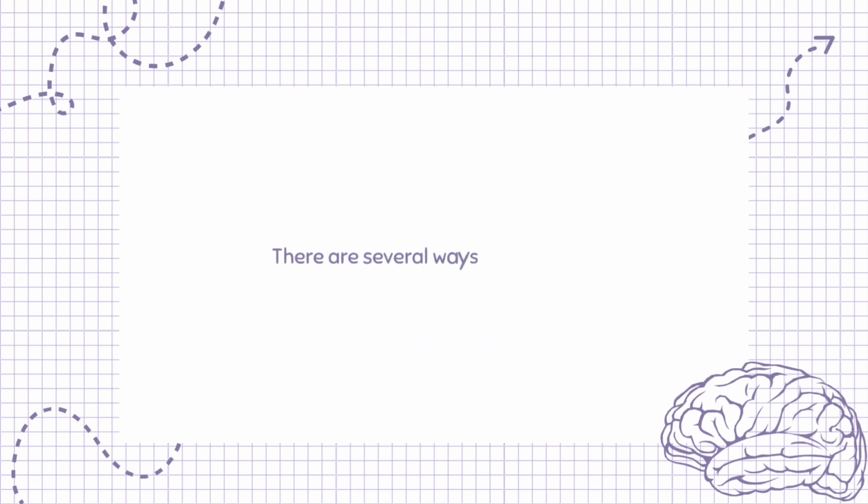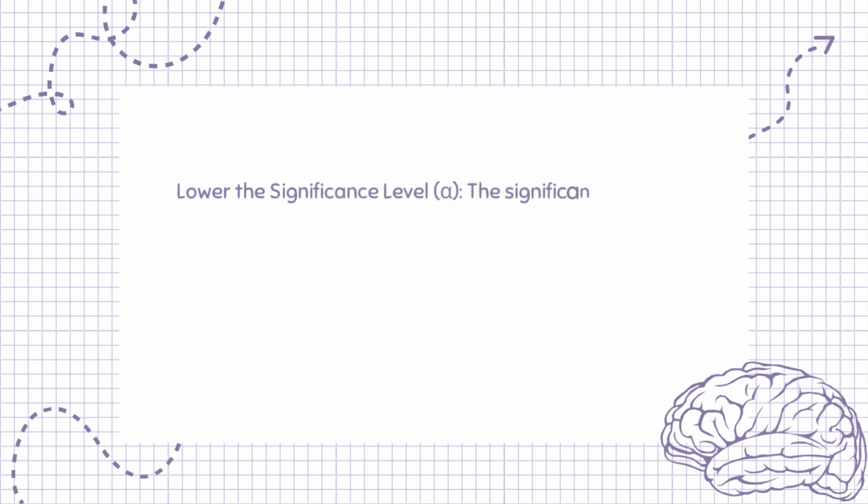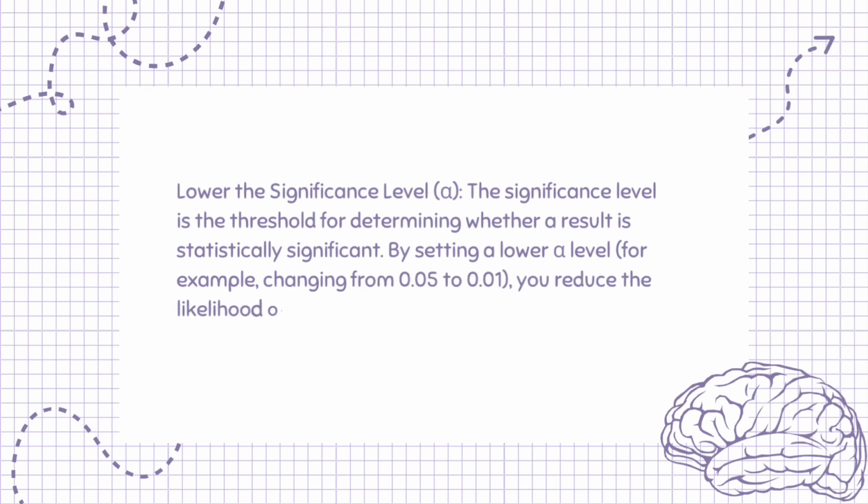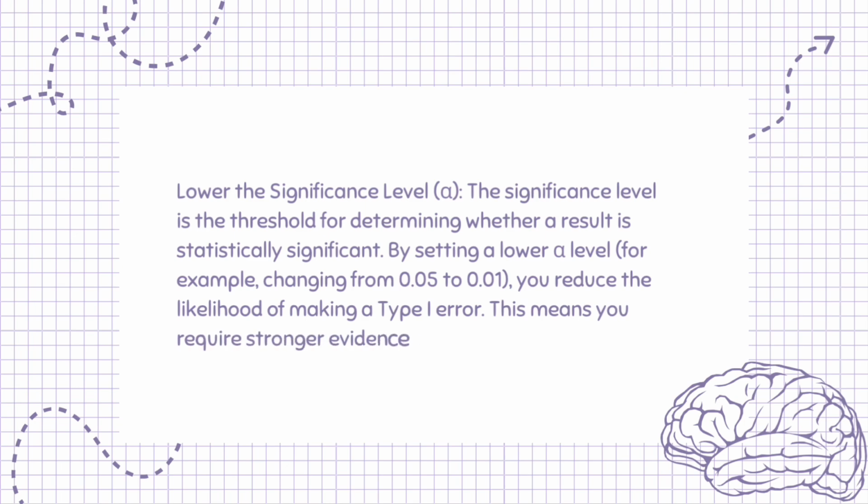There are several ways to reduce the likelihood of Type 1 errors. Lower the significance level, alpha. The significance level is the threshold for determining whether a result is statistically significant. By setting a lower alpha level, for example, changing from 0.05 to 0.01, you reduce the likelihood of making a Type 1 error. This means you require stronger evidence to reject the null hypothesis.